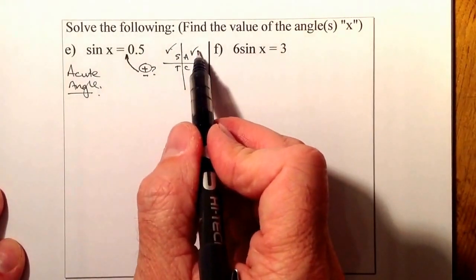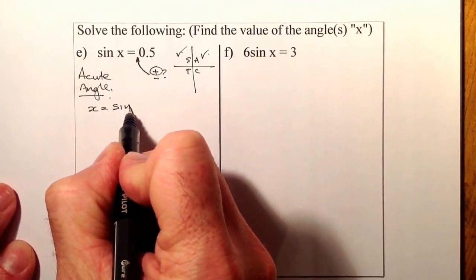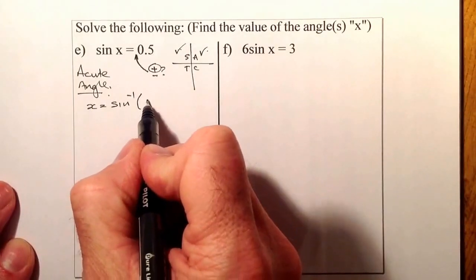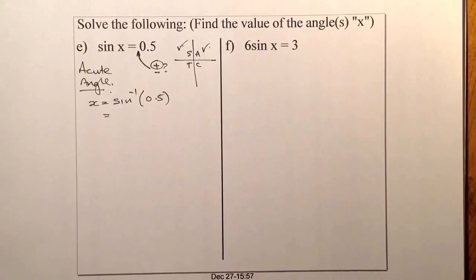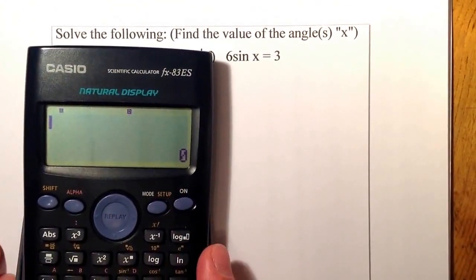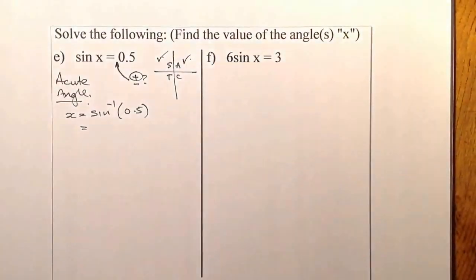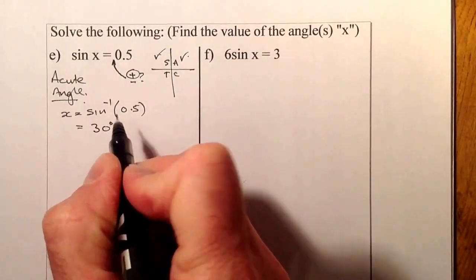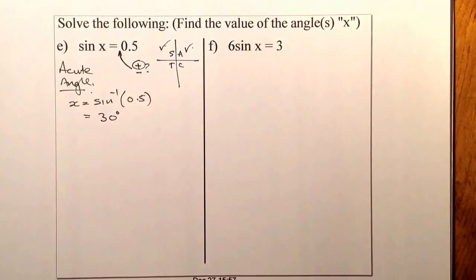So I'll find the acute angle this time, and I'll go for x is equal to the inverse sine of 0.5. If I work that through on my calculator, all I'd be doing is pressing the shift button, sine and 0.5, closing the bracket, and there it should give me an answer of 30 degrees. Okay, so that's given me 30 degrees as the acute angle.